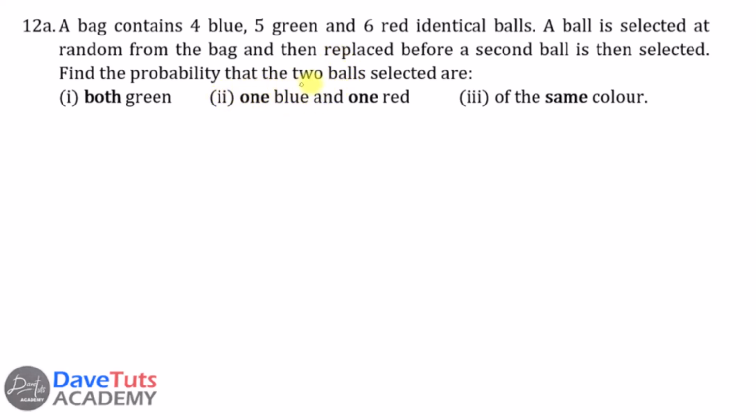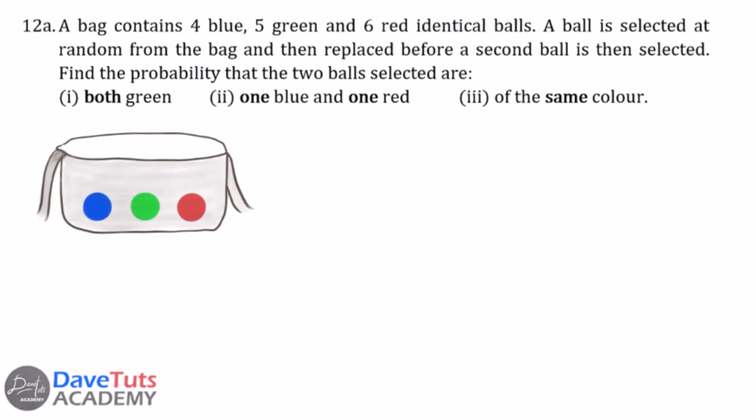So our mandate is to find the probability that the balls selected are, in the first case, both green. In the second case, 1 blue and 1 red. In the third case, all of the same color. So if you want to have a look at what we are talking about here, we will have something like this.